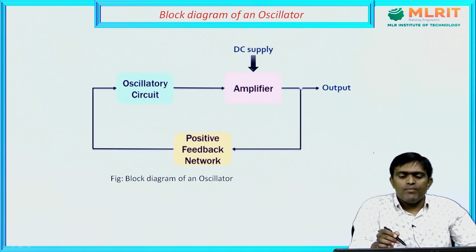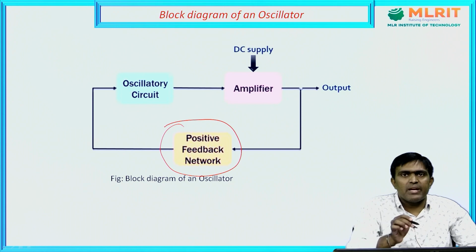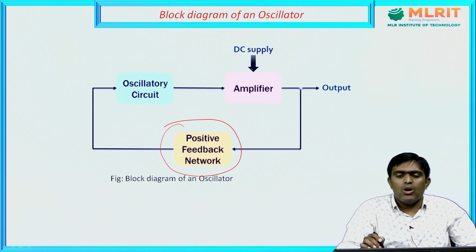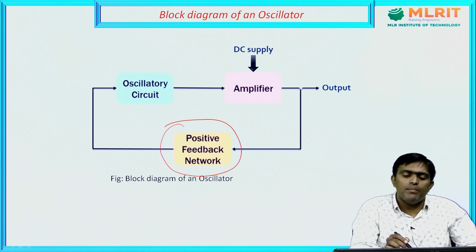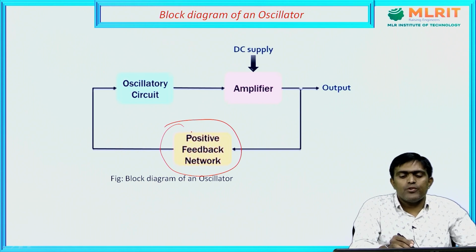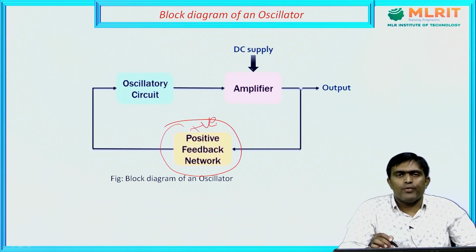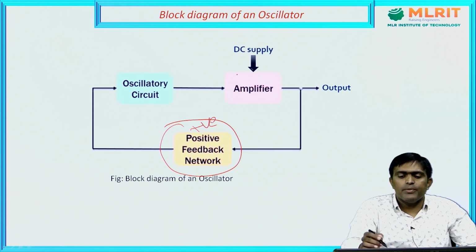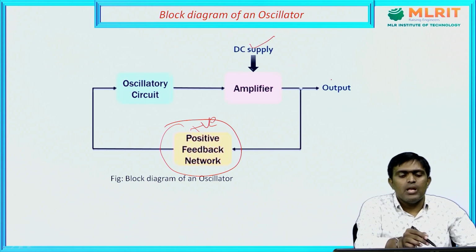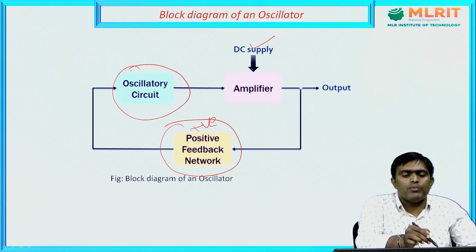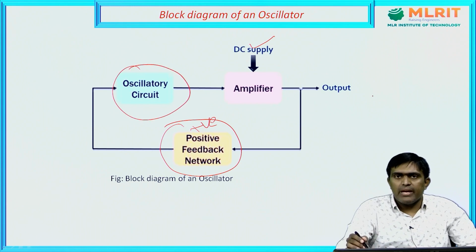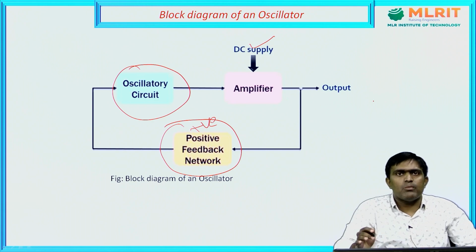See what we are doing here, we are having a feedback network. This is the feedback network, and as this is a block diagram of an oscillator, what type of feedback do we want to use? We want to use positive feedback. This is the amplifier circuit where we are giving the DC supply, and here we will get the output, and this is the oscillator circuit. Depending upon this oscillator circuit, we can get either sinusoidal or non-sinusoidal output. So this is the basic block diagram of an oscillator.